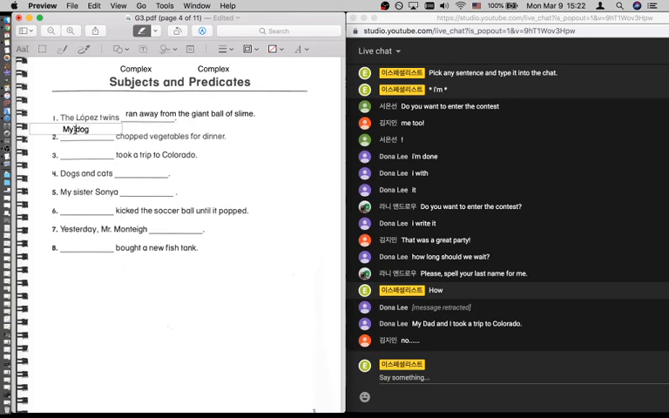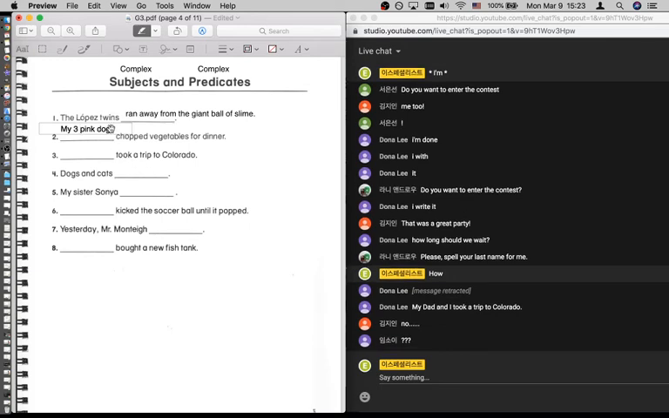We can also put some other information here about my dog. Maybe I have many dogs. So maybe my brown dog. My brown dog chopped vegetables for dinner. Not my black dog, not my white dog, not my gray dog. Maybe my pink dog chopped vegetables for dinner. Okay, maybe I colored its hair. It wanted a creative hairstyle. My pink dog chopped vegetables for dinner. Okay, we can also say how many, right? Like my dad and I, two people. Maybe I have three pink dogs. My three pink dogs chopped vegetables for dinner.